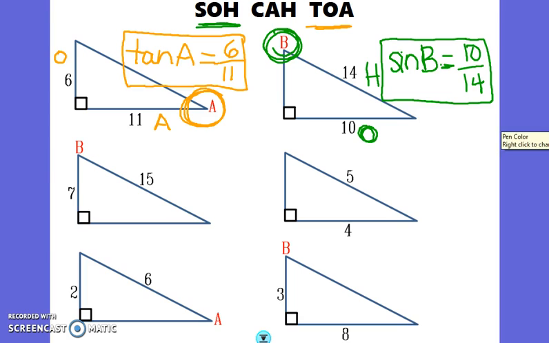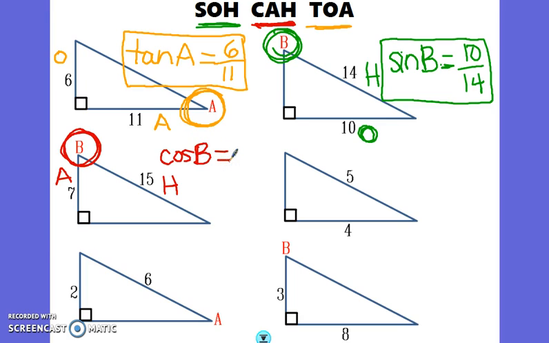Let's keep going. Again, always checking to see what angle you're on. If I'm on this angle, I know that's the hypotenuse. This would be the opposite, so that must be the adjacent. I've got an H and an A. So the only one of these three that has both an H and an A is the cosine ratio. Cosine of angle B, CAH, A over H. Just setting up our ratios.